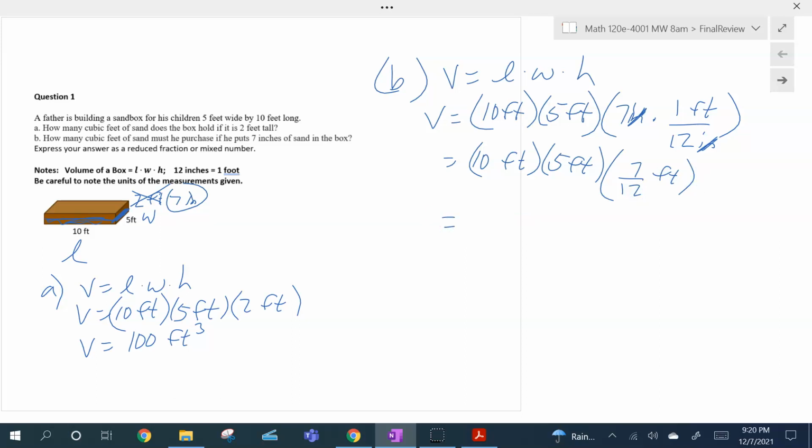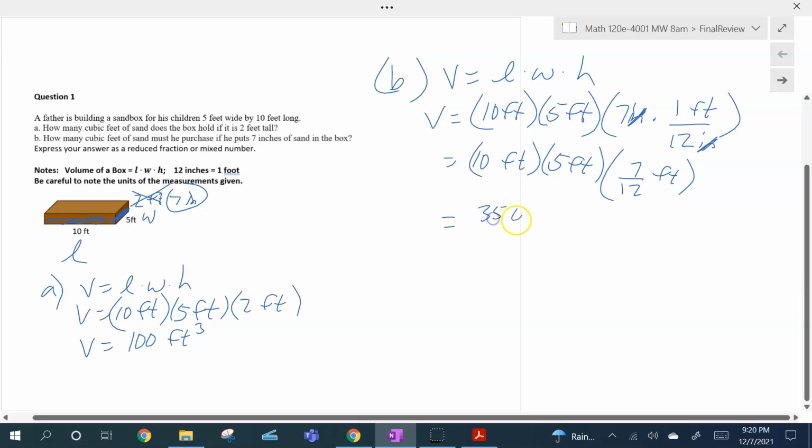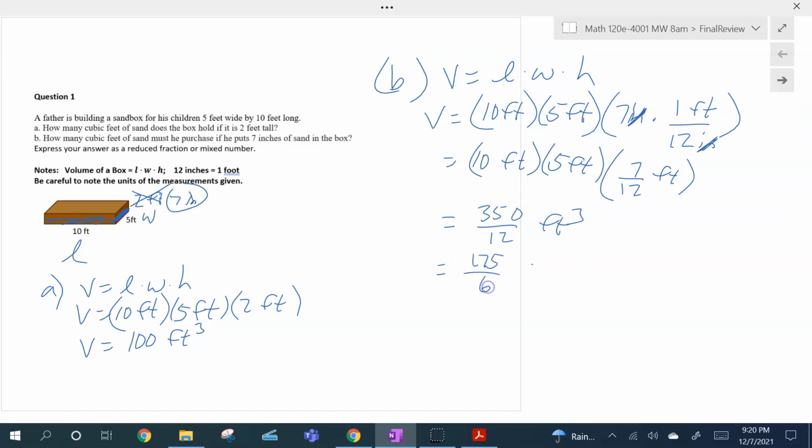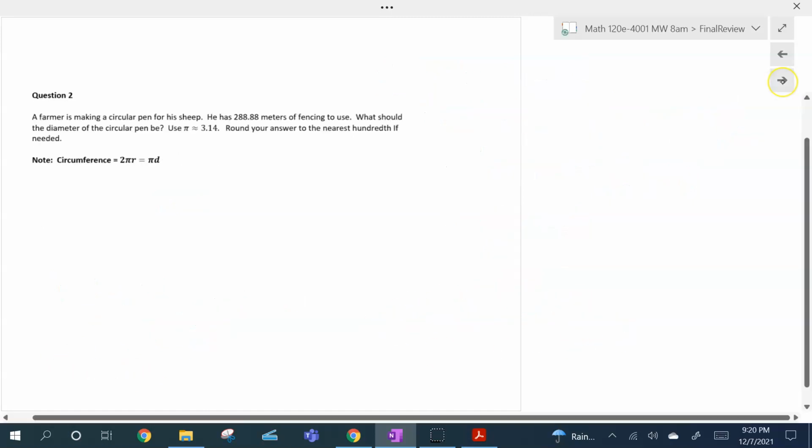Let's go ahead and multiply that. That'll give you 350 over 12 cubic feet, or 175 over 6 cubic feet. In other words, that'll be 29.16 repeated. Okay. Alright, number 2.